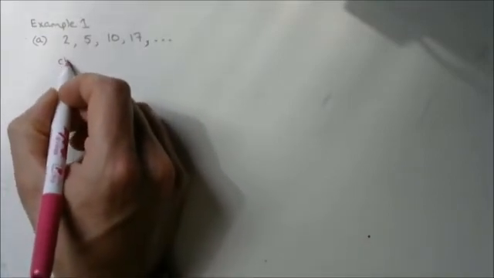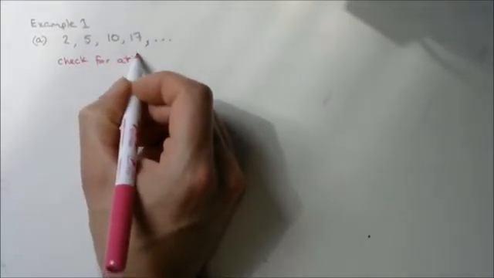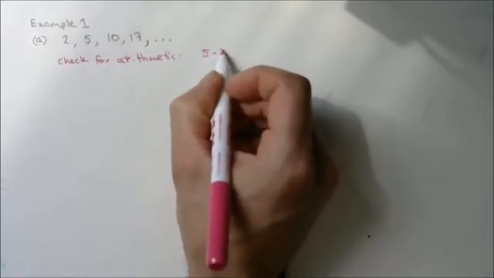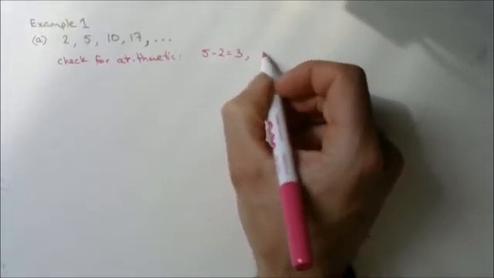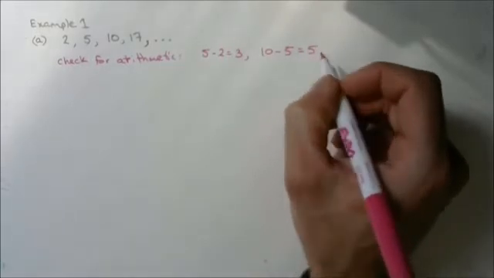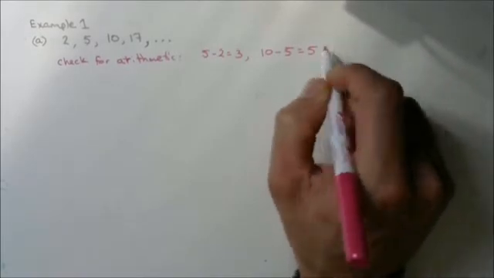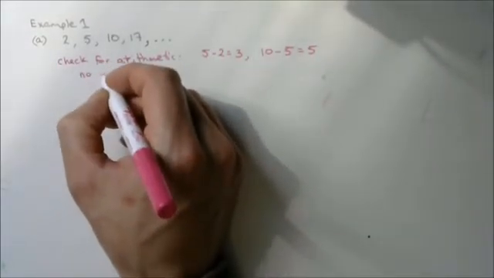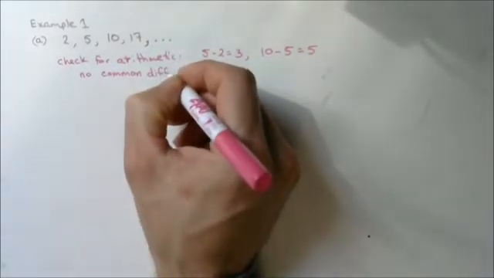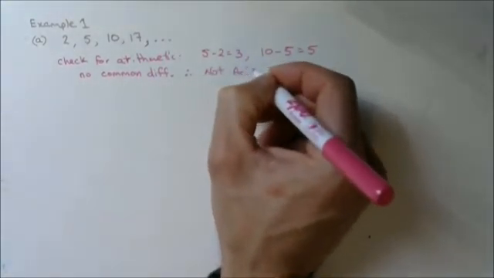But I'm going to just write it out so that we know what we're doing. So here we're going to check for arithmetic. 5 take away 2, 3. The difference between consecutive terms, right? That's what we're talking about here. Term 3 minus term 2 is 5. No common difference. Therefore, not arithmetic.